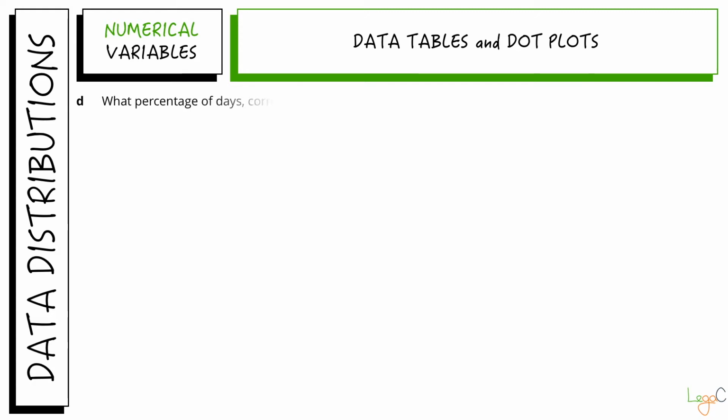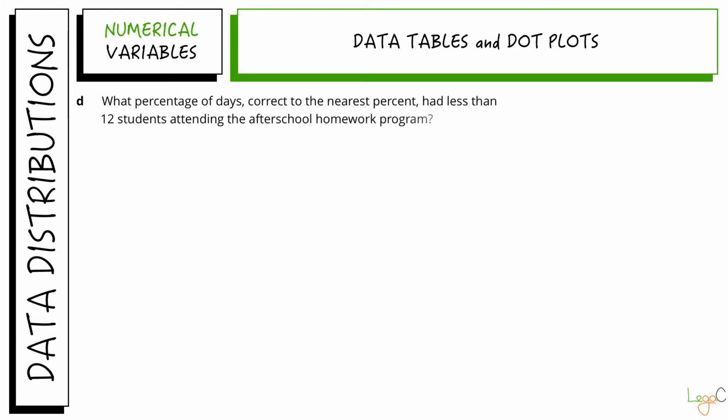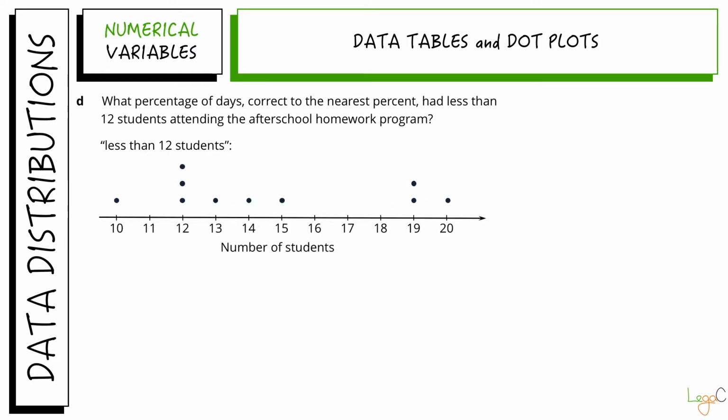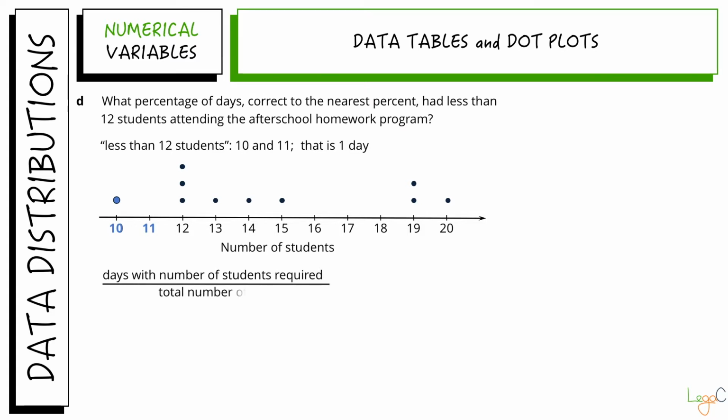In part D, what percentage of days, correct to the nearest percent, had less than 12 students attending the after-school homework program? Less than 12 students means 10 and 11. There is only 1 dot, which means 1 day. Again, we are going to use the same formula. So we have 1 divided by 10 times 100, which is 10%.